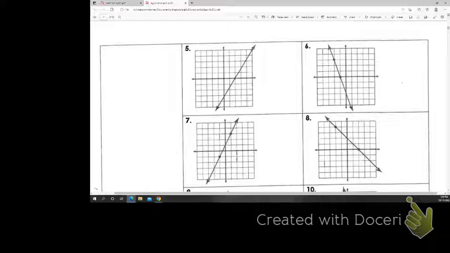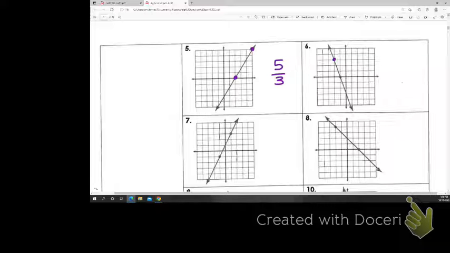Right, so what about number 5? What is our slope for number 5? Someone help me. So here are my 2 dots that they gave me. So rise over run, 5 over 3. And at a glance, I can tell that it is positive, so 5 over 3, we don't need a negative sign.